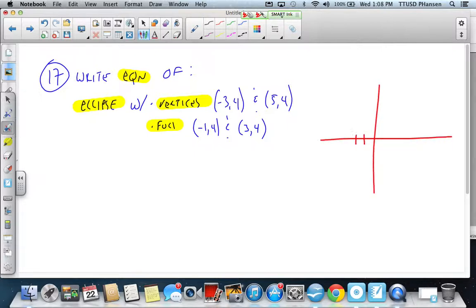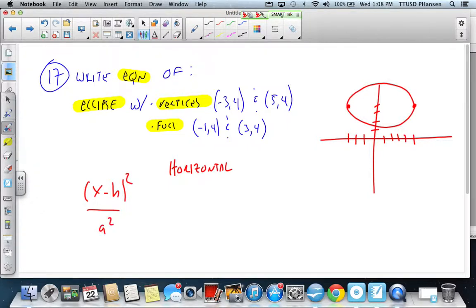So you have -3, up 4. There's one of the vertices. And +5, 1, 2, 3, 4, 5, up 4. So I already know it's going to look like this somehow. I'm already thinking that this thing is horizontal. So I'm looking for x minus h squared over a squared, not b squared, plus y minus k squared over b squared equals 1.